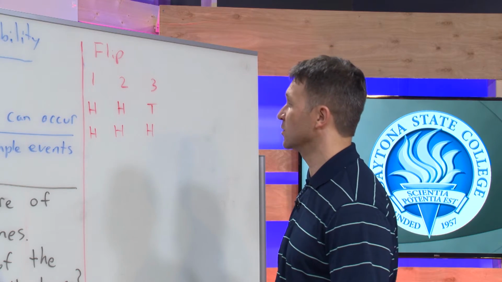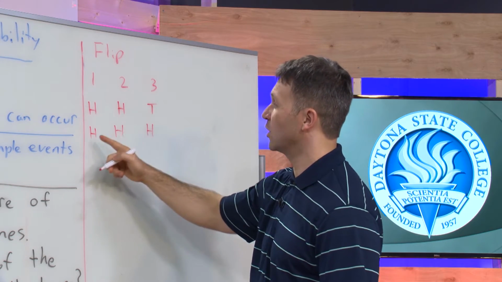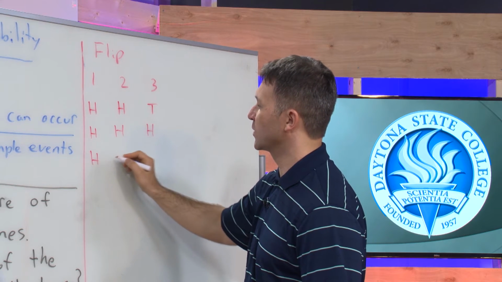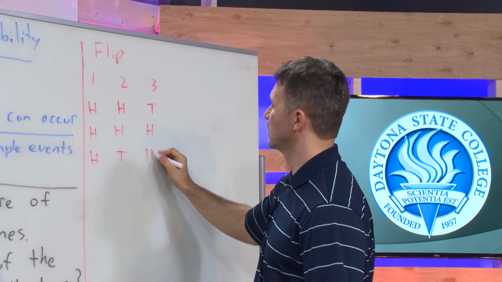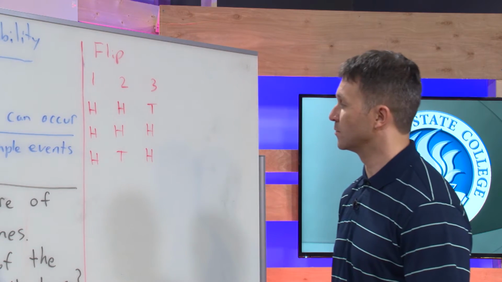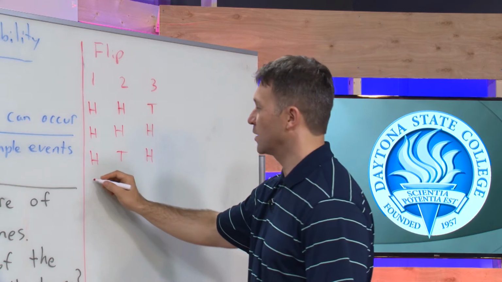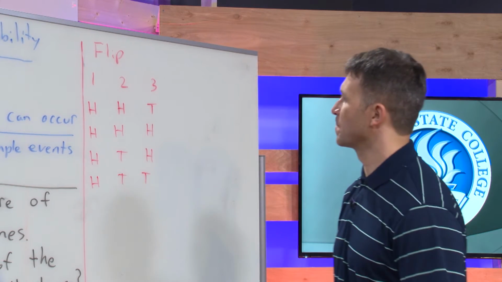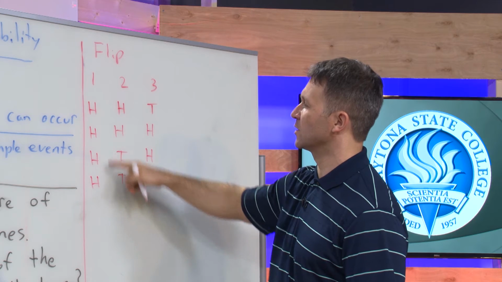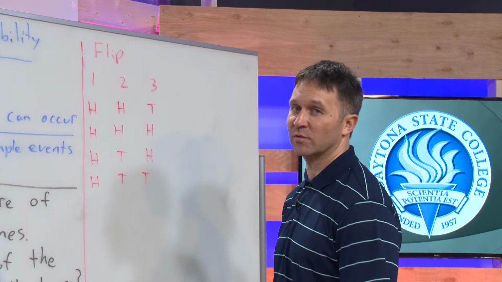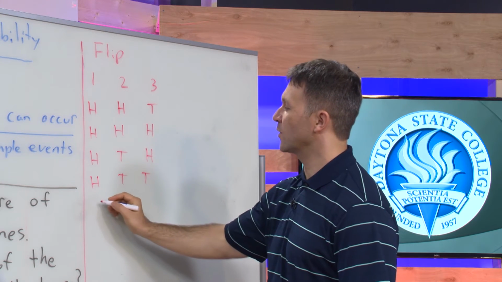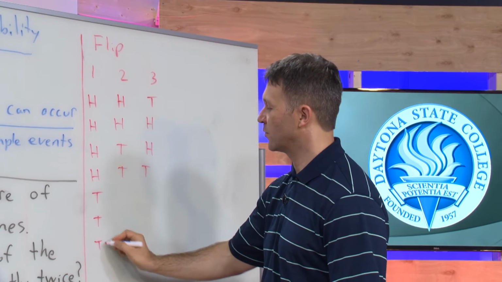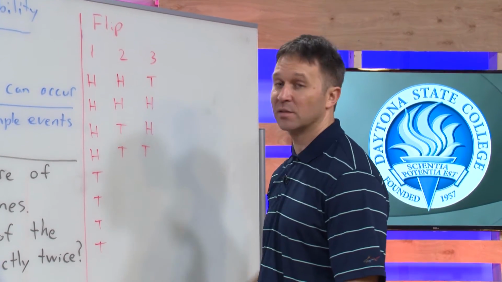So let's think about this logically. We could get heads, heads, tails, or heads, heads, heads, or we could get, what's another possibility? Heads, tails, heads. Or there's yet another possibility, heads and then tails, tails. Now I think I covered all the possibilities of what could happen if I get heads on the first flip. But what if I got tails on the first flip? I think there's going to be 4 more possibilities that could happen if I got tails on the first flip.